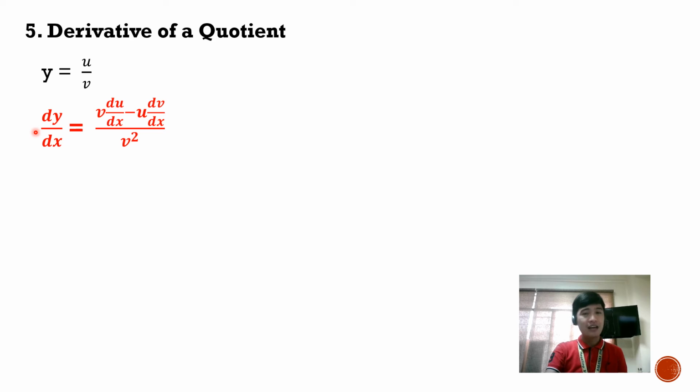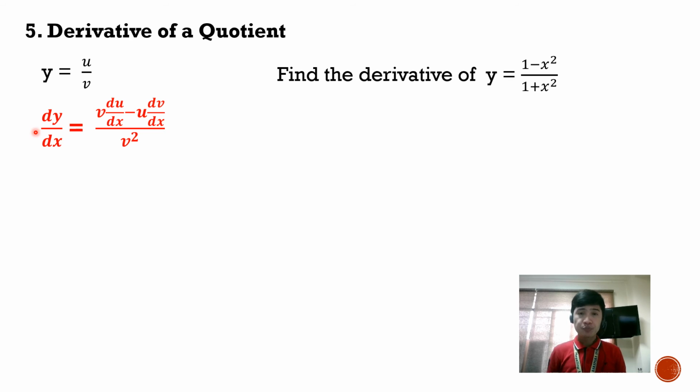So, para mas maintindihan, maunawaan natin paano siya gamitin, let's have an example. Kagaya ng binanggit ko kanina, gagamitin din natin yung mga iba't ibang derivative formulas sa mga succeeding derivative formulas. Pwede dito rin natin siya gamitin. Kagaya nung nangyari kanina sa number 4, ginamit natin yung derivative of a sum, yung product, yung power, tsaka yung constant. So, possible yun. So, proceed tayo sa ating example for the derivative of a quotient.